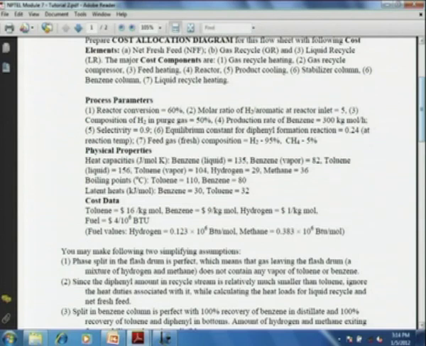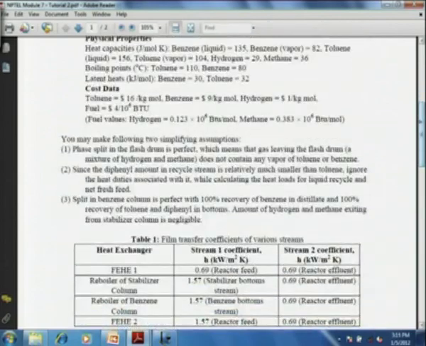I have already given the conversion of BTU to kilojoule. Okay. And the fuel values are hydrogen 0.123 into 10 to the power 6 BTU per mole or 0.123 million BTU, methane 0.383 million BTU. Okay. We are allowed to make certain simplifying assumptions.